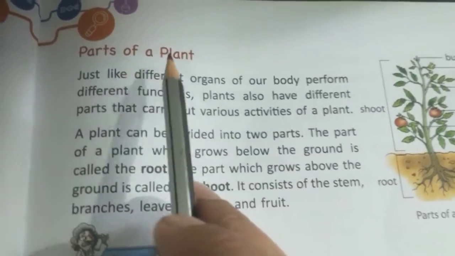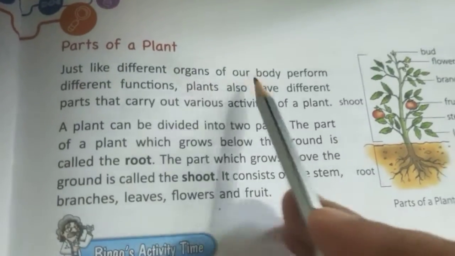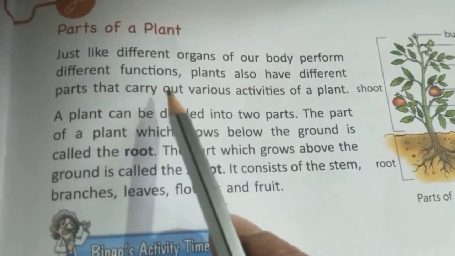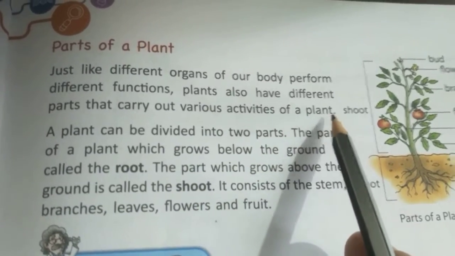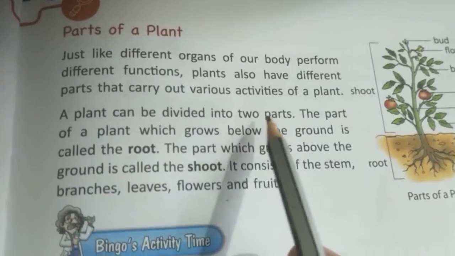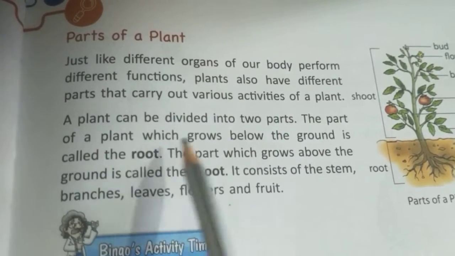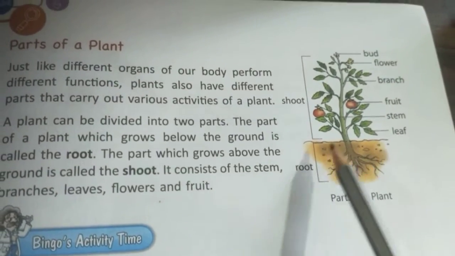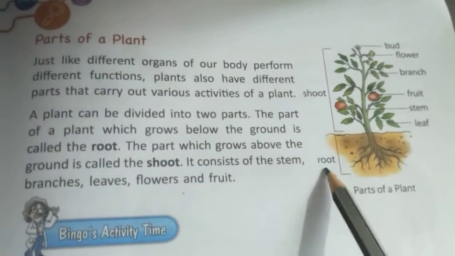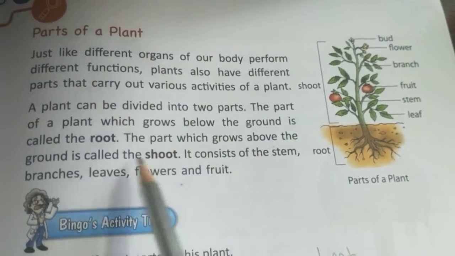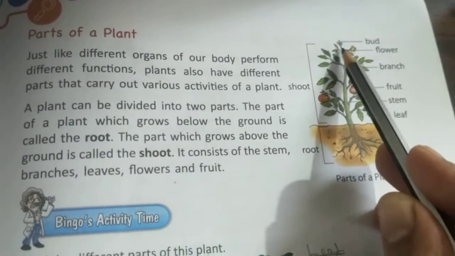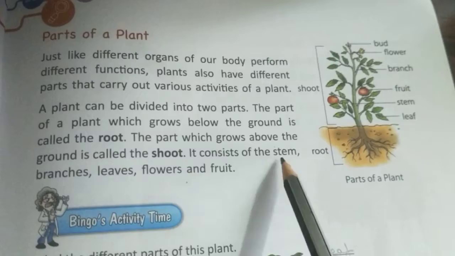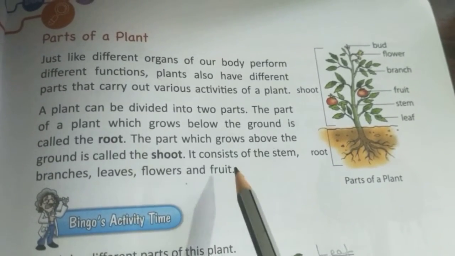Now we'll also be learning about parts of a plant. Just like different organs of our body perform different functions, plants also have different parts that carry out various activities. A plant can be divided into two parts. The part of a plant which grows below the ground is called the root. The part which grows above the ground is called the shoot. It consists of stem, branches, leaves, flowers, and fruit.